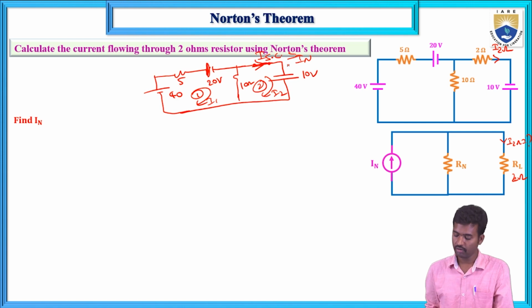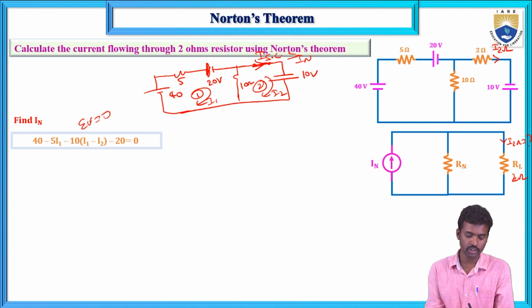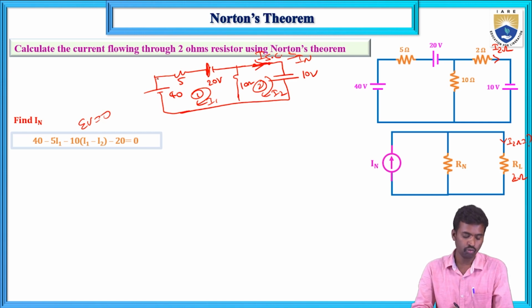Now if I apply KVL, the algebraic sum of all voltages in a loop equals 0. Here 40 is the rising voltage, and 5 into I1 is a dropping voltage, minus 20, and minus 10 into I1 minus I2, not I2 minus I1.